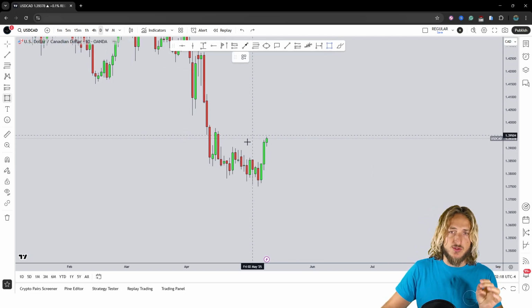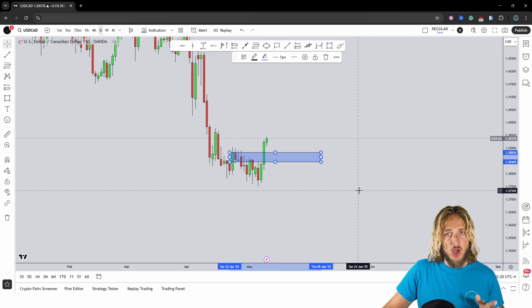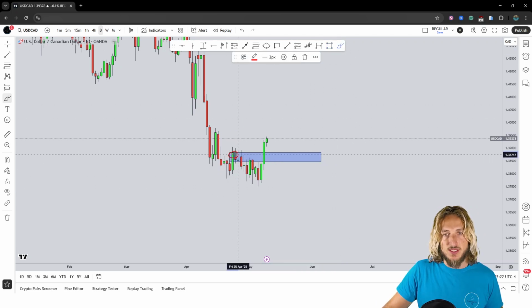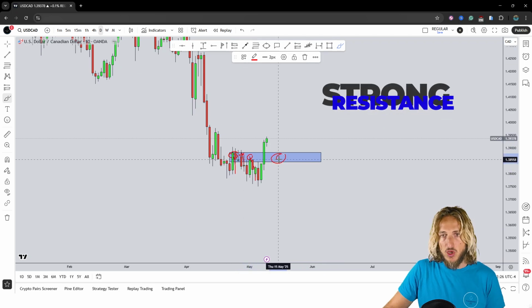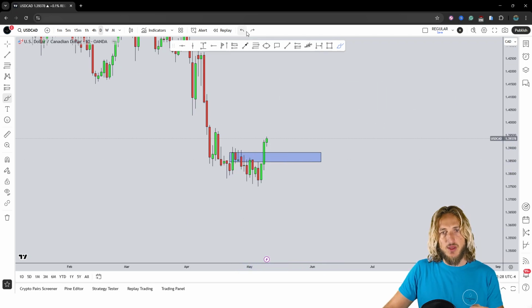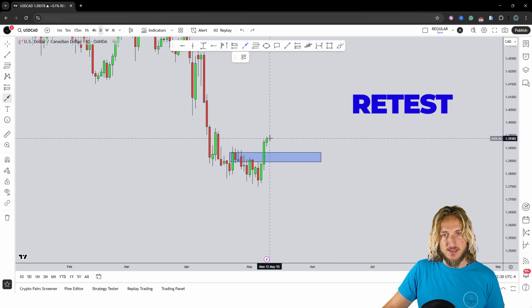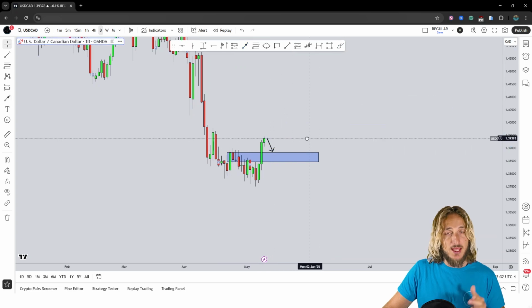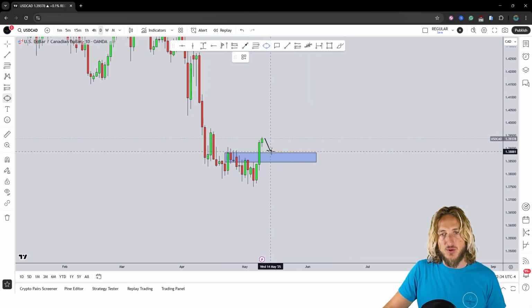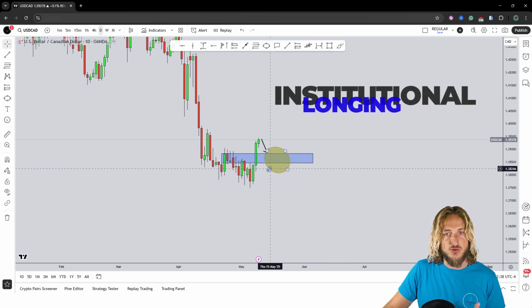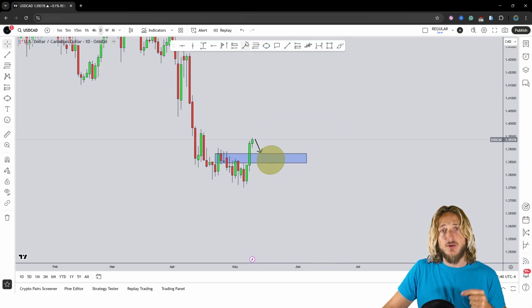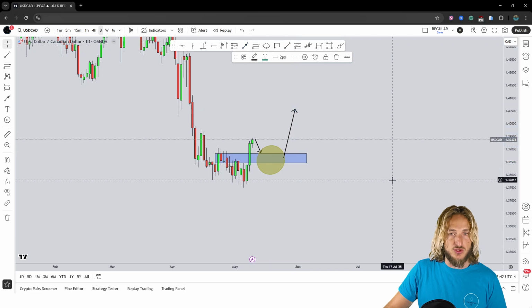So in a situation like this, what kind of structure do we have? All this area is now previous daily resistance, from which these rejections to the downside were created, which has now turned support. If the market retests this previous resistance turned support, then we have an increased probability of seeing more institutional longing of USDCAD, so institutional shorting of the CAD, further increasing the probabilities of a potential push higher.